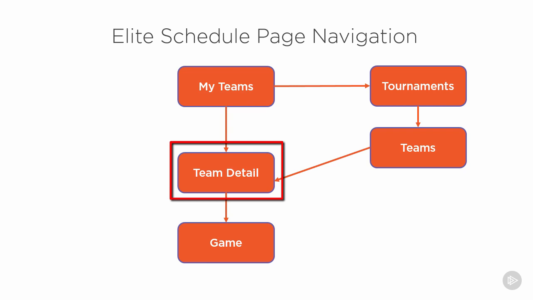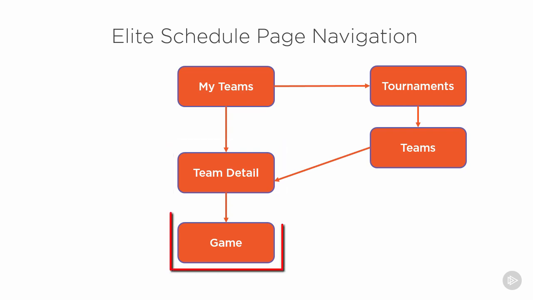Once we're on the team detail screen, we can navigate to the game screen for any of the games that are on that team's schedule. These three screens will be the heart of the app. But let's suppose we need to first find a team.